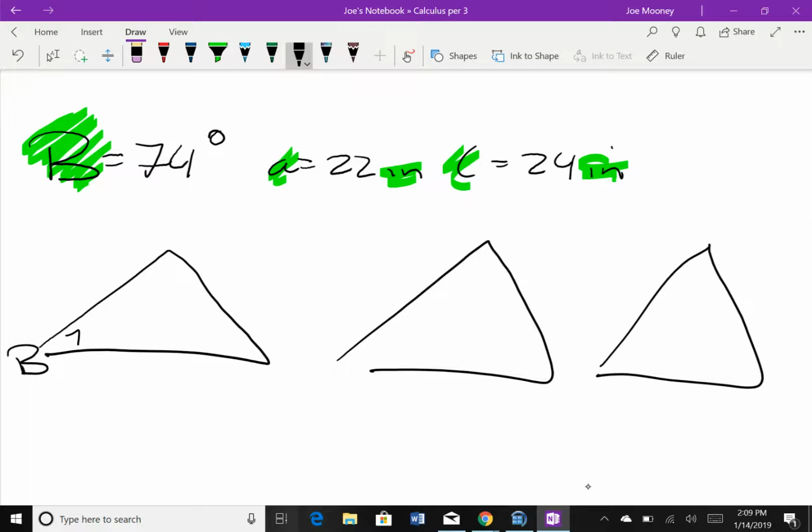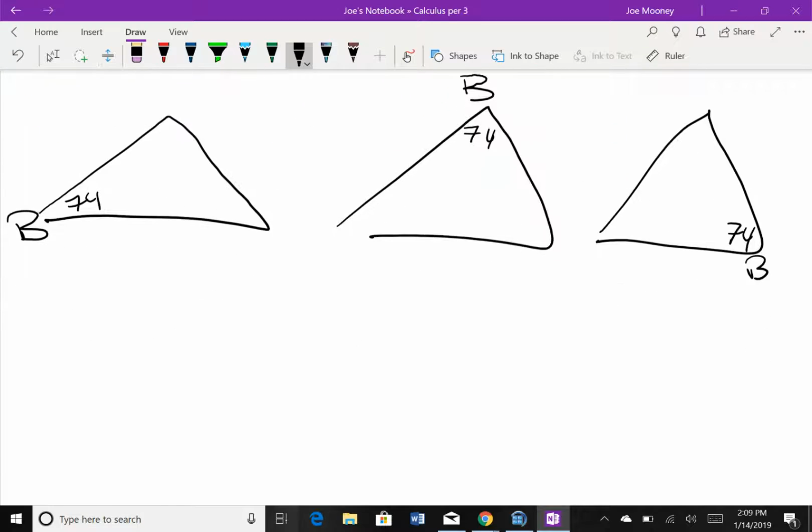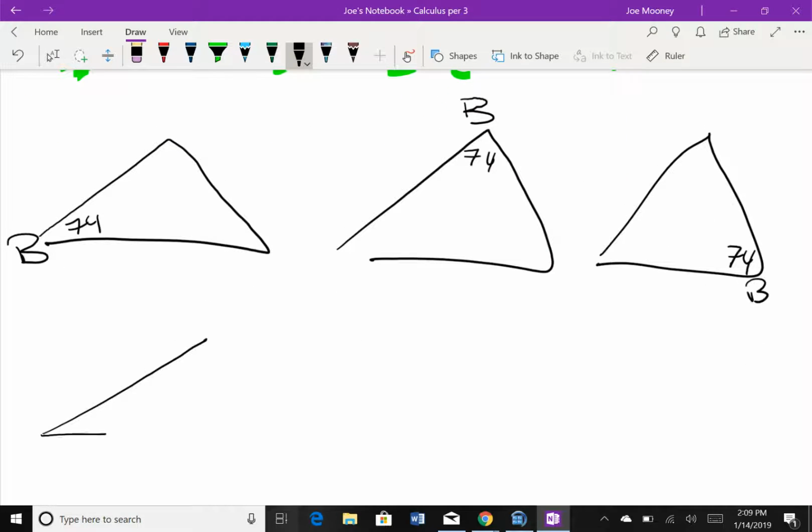Jay Sean puts his 74 there. David puts his 74 up here, and Caleb puts his right here. Well, in that case, say one other person puts their 74 right here. So in that case, this person puts their A there, and this person puts their C there. And what I'm doing here is telling you there is no way to mess it up. You can't mess this up.